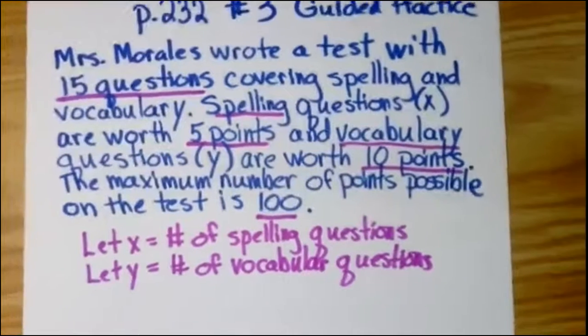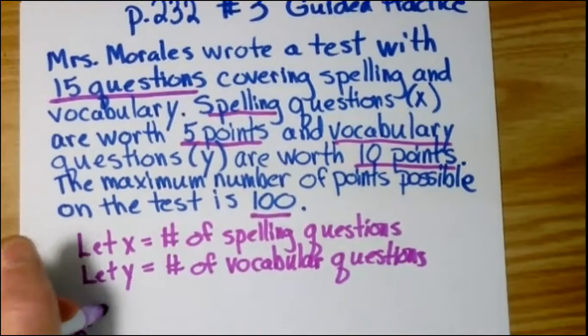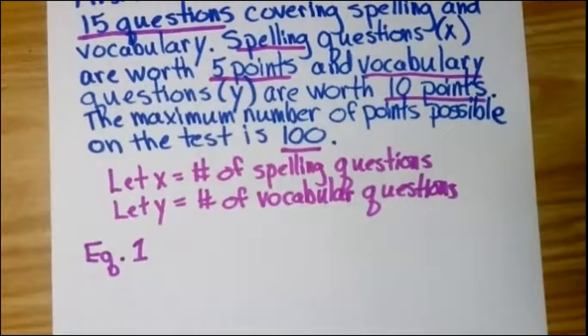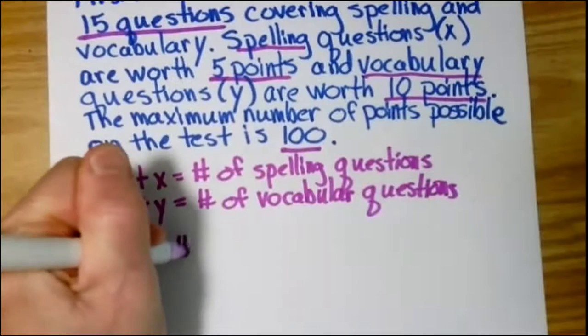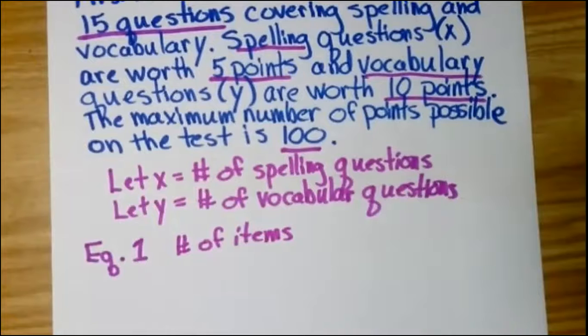So now we're going to write our 2 equations. And on the previous one, we had hot dogs and drinks. This time we have questions from a test. So equation 1 is going to be something to do with number of items. In our case, it's going to be number of questions. So let's see what we can do as far as putting together an equation.